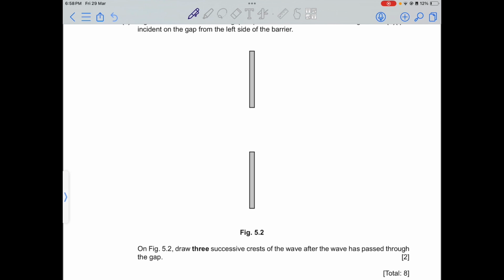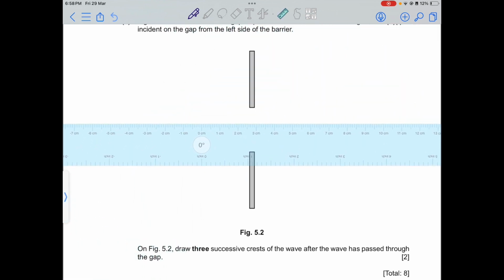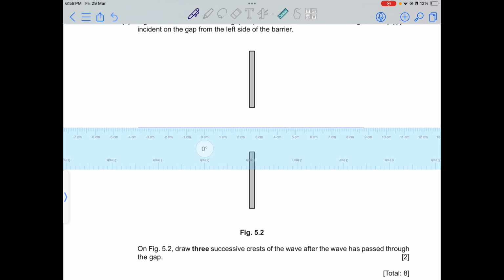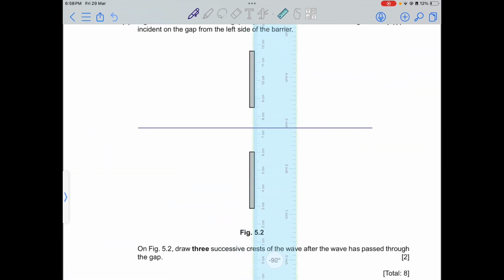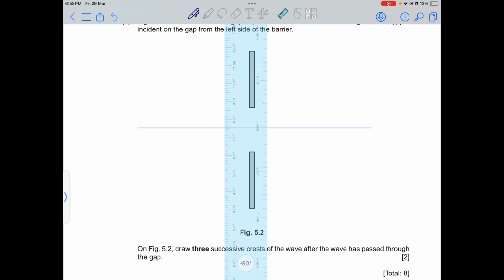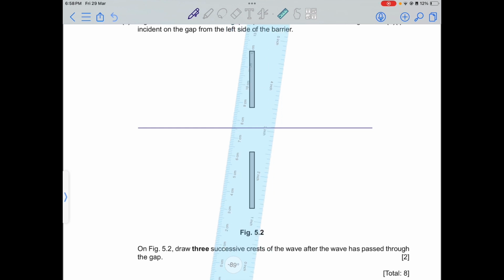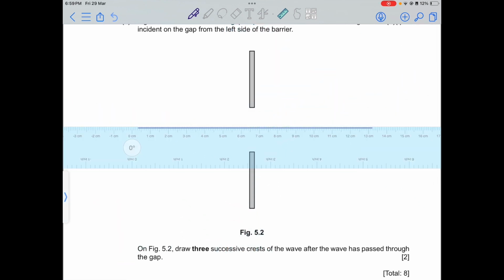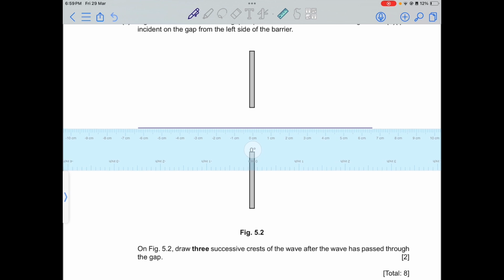So what happens is basically they're only asking us for 3 successive crests. I would just draw a line here. What is important to remember is that you would have the same lines. So let's say at a distance of again 1 centimeter, which is not important. Just make sure it's by eye. So I would just keep it 1, 2, and then 3.